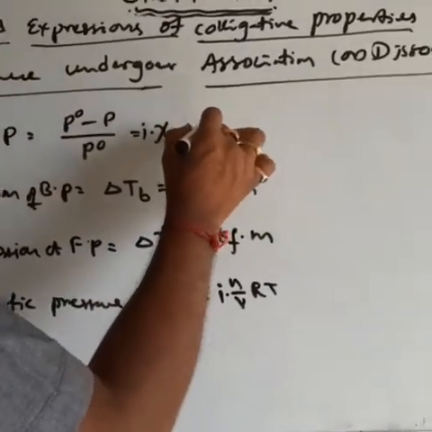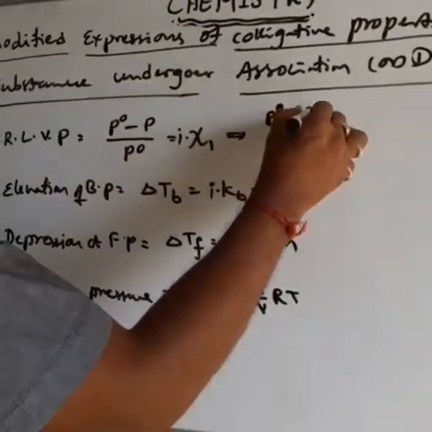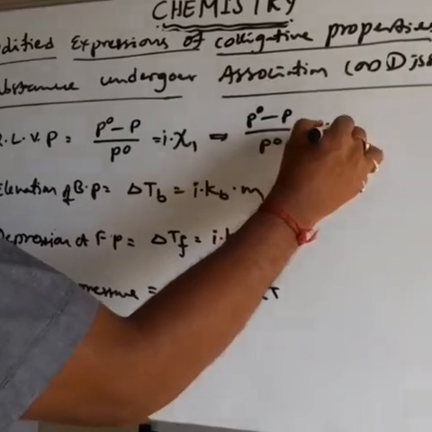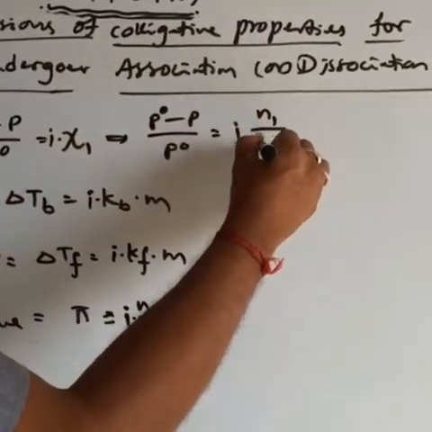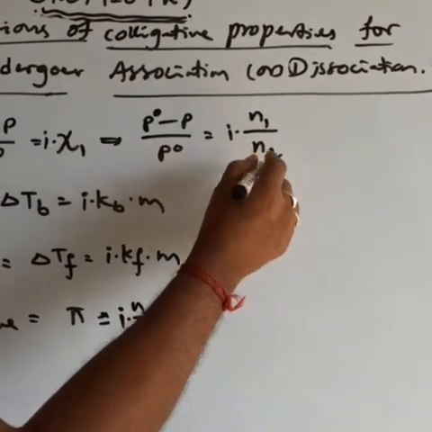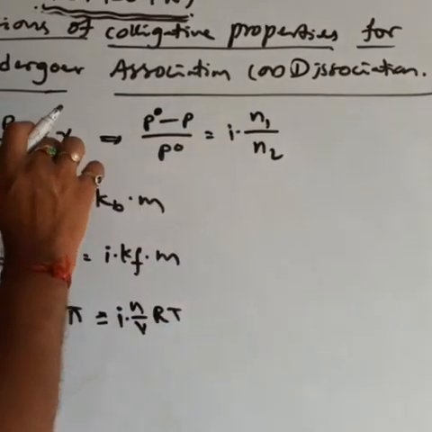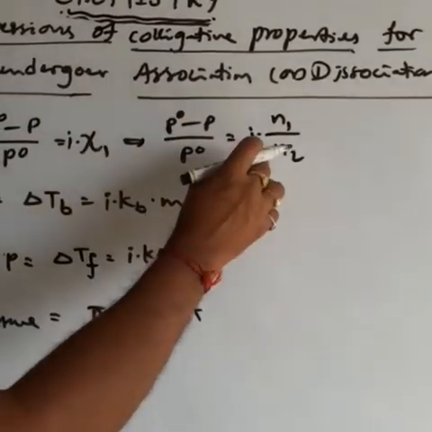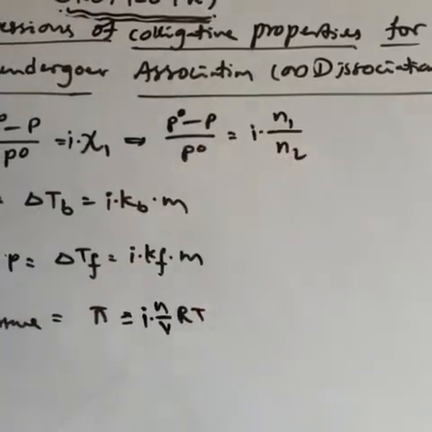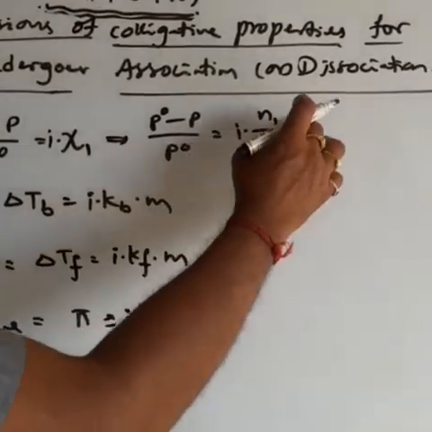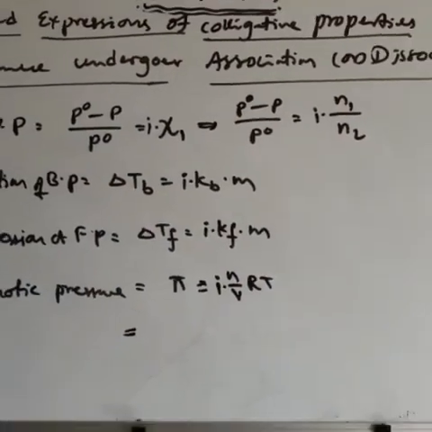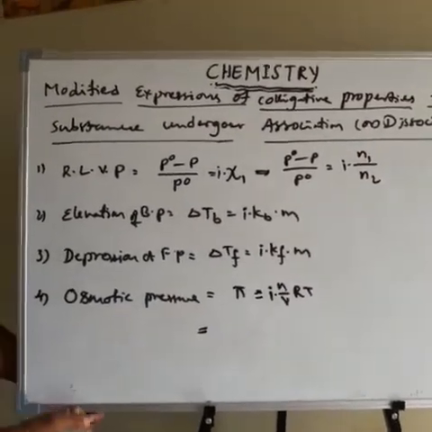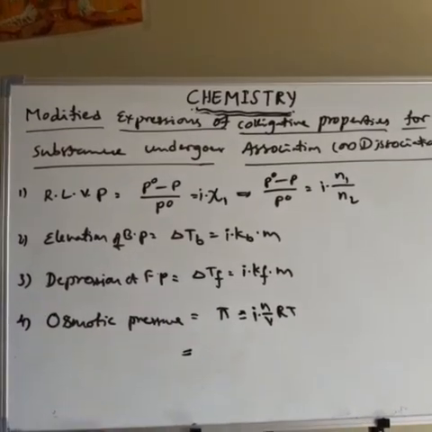This equation we can write like this also. P naught minus P divided by P naught is equal to i into the mole fraction of solute, meaning the number of moles of the solute divided by the number of moles of solvent. But in a dilute solution, the number of moles of solute is less than the number of moles of solvent. That's why we can write N1 by N2. This is about the modified equations. Then next is the degree of dissociation and association concept.